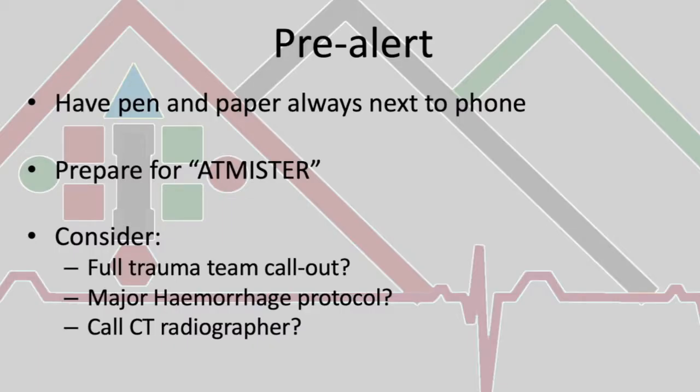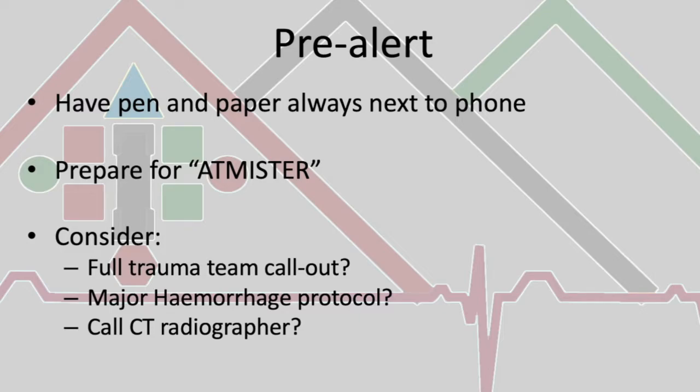Thank you. If you're taking the pre-alert, always have a pen and paper next to the phone ready. Take the name or call sign and location of the pre-hospital team. Ask them to slow down or repeat if unsure, but don't ask them for unnecessary details. The pre-hospital team are going to be busy. Always write it down and use the ATMIST format. That's age, time, mechanism, injuries, signs, treatments, ETA, and resources required.